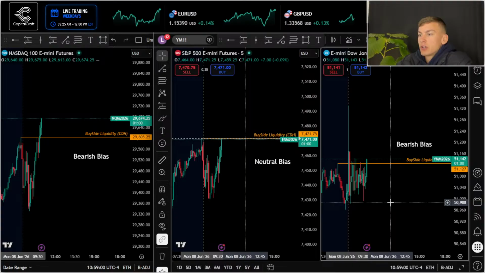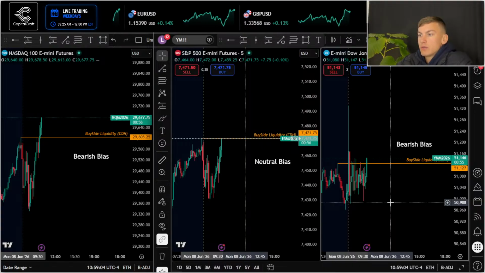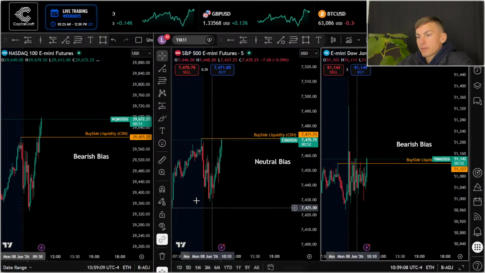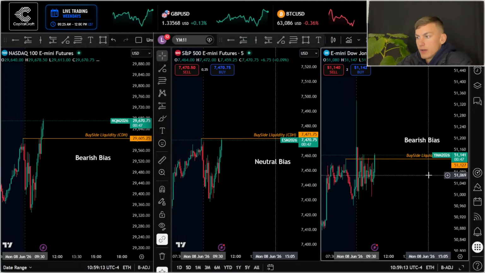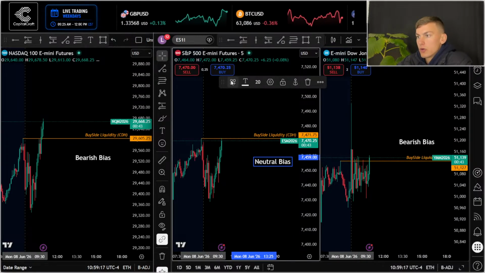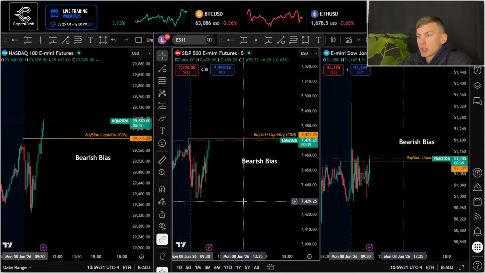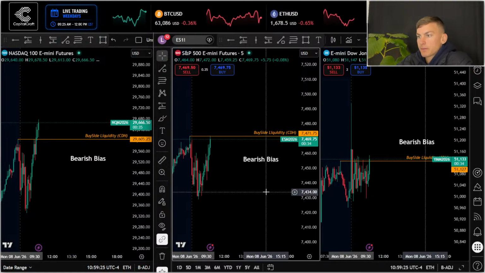Alright, the S&P is very close to taking out its buy side level. We should get a price alarm very shortly. There you go. So the S&P has just taken our current day high. We've also seen the same thing on the Nasdaq. Dow Jones has already done that at 9:30. So we're no longer looking to go bullish on any of our pairs. We are bearish across all three of our indices. Alright.